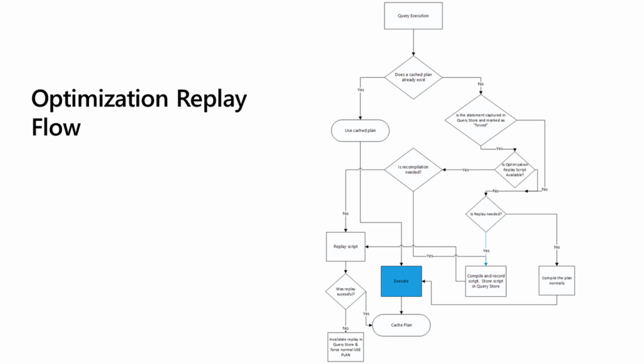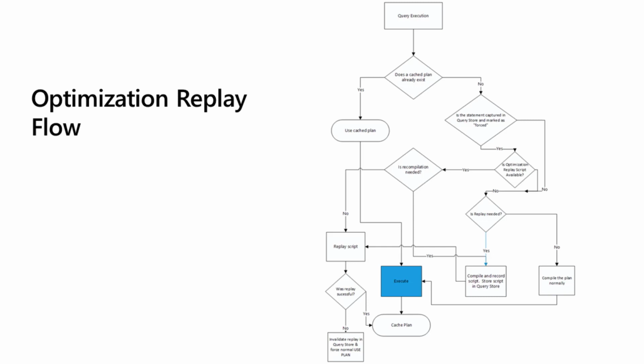So the flowchart is really meant to show you, as a query gets executed, we check the plan cache. If the plan is in cache, we use it and execute. If the plan is not in cache, we first check to see if that particular statement, this is coming in from the query, is marked as forced, whether that's a manual forcing by a DBA or SQL Server forcing the plan because you have the automatic tuning option turned on and we had to fall back to the last good plan.